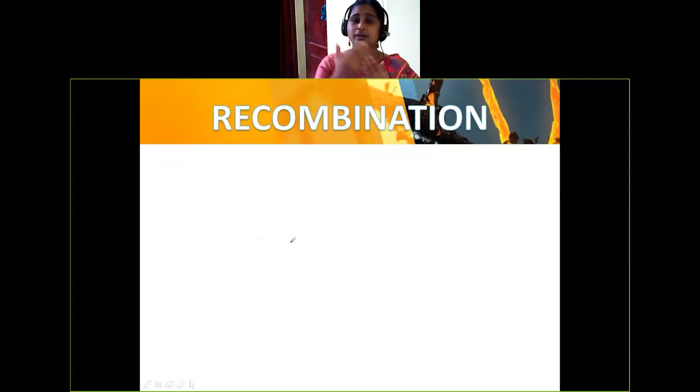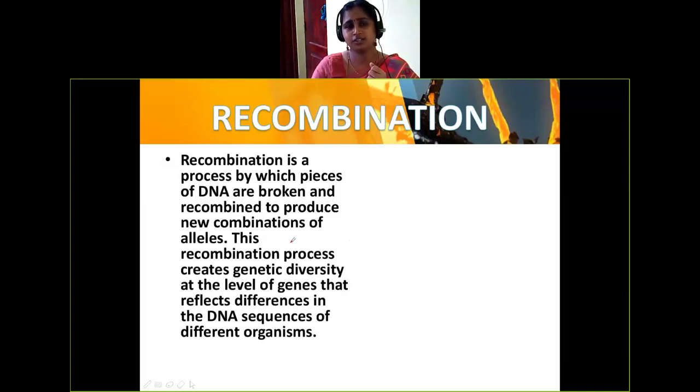We'll move to the next topic, recombination. A new combination is going to emerge. So what is that recombination? It is a process by which pieces of DNA are broken and recombined to produce new combinations of alleles. Okay, they are going into the molecular level.